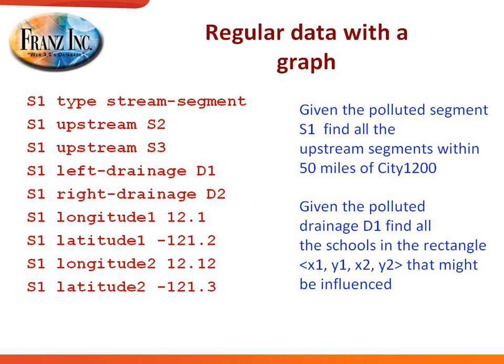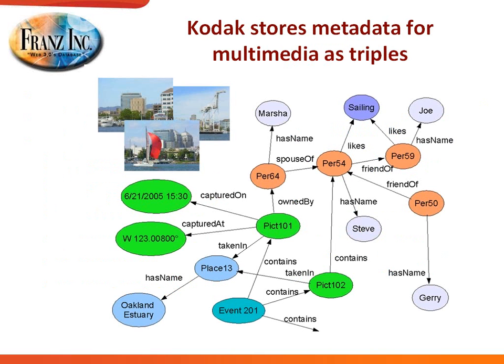So that is just one other example of why you want to use a triple store to do some particular complex type of analytics. Then another customer that we have is Kodak, who is storing literally hundreds of millions of pictures of people.